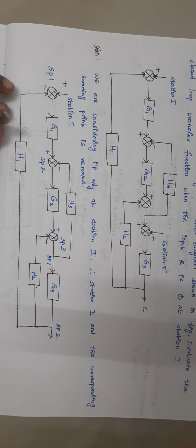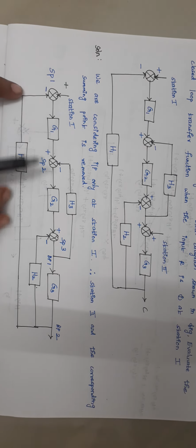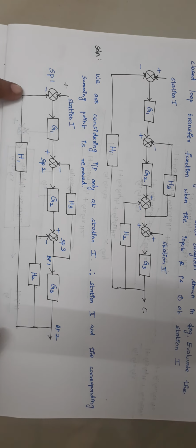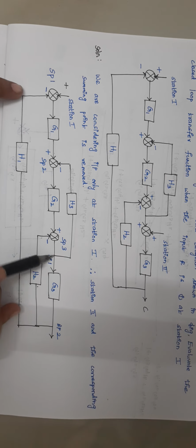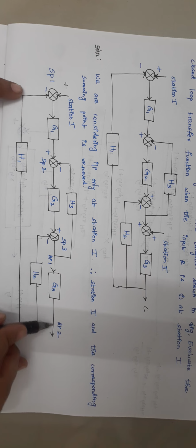And here just count the number of summing points and branch points, just to know. So 1, 2, 3, so totally 3 summing points and 2 branch points, branch point 1 and branch point 2. Right, that's it.